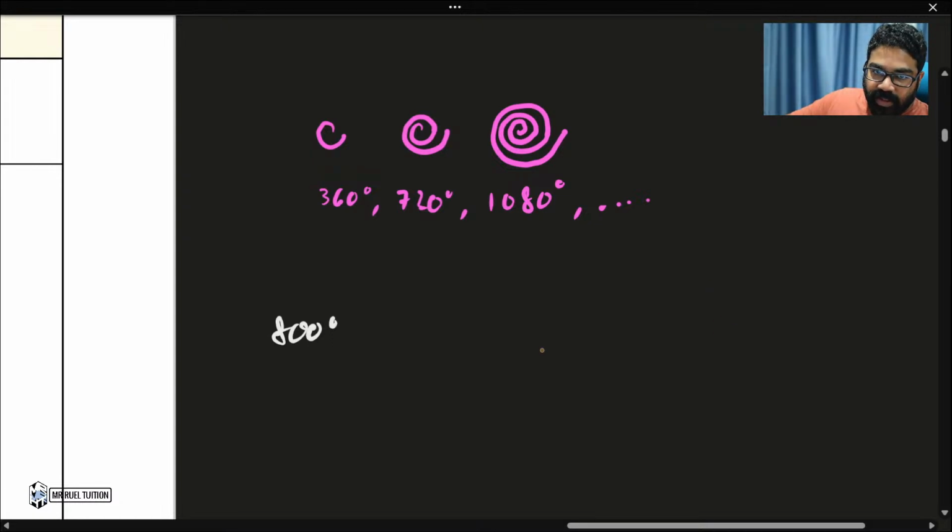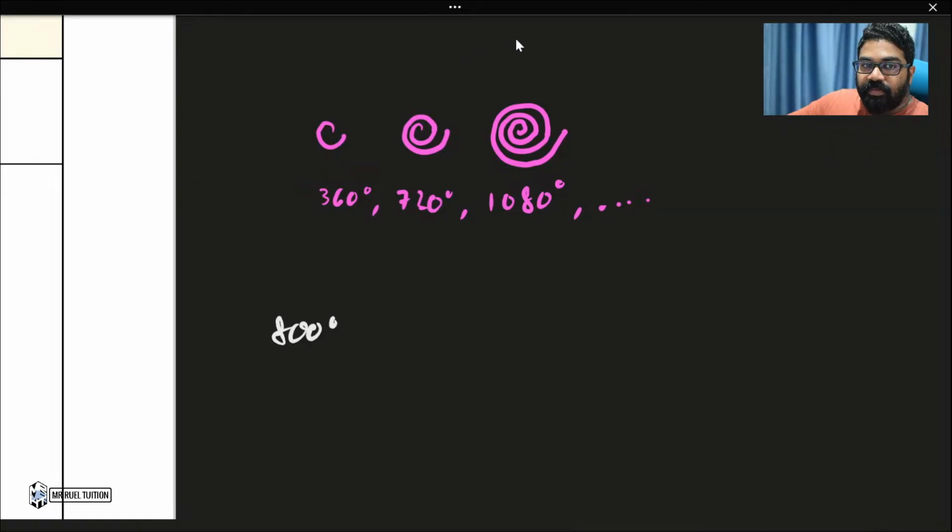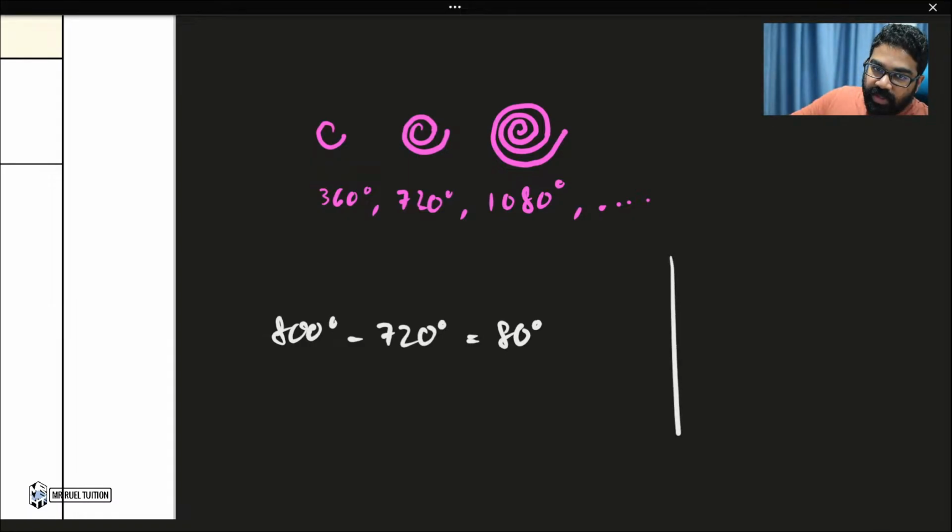So di sini gandaan terbesar dia, the largest multiple of 360 is 720. Correct or not? 720. So tolak 720. Just minus the largest multiple. Then we will get 80. 80. What does this mean? You see, sekarang sudah tahu kan kedudukan dia. You know the position already. Yes. Is quadrant 1.